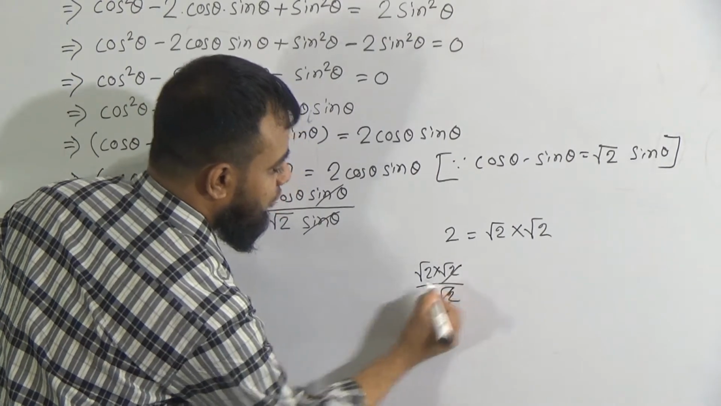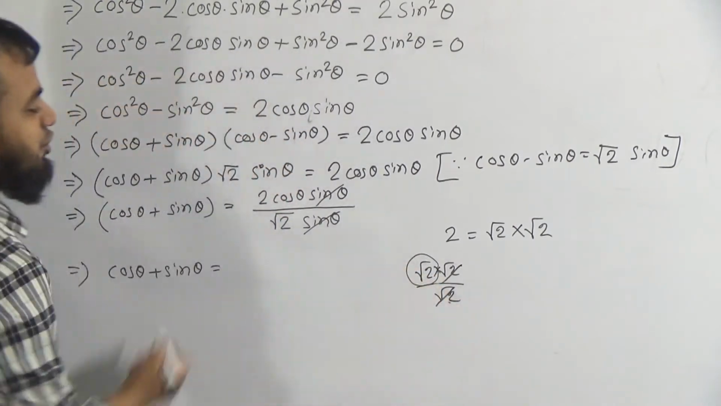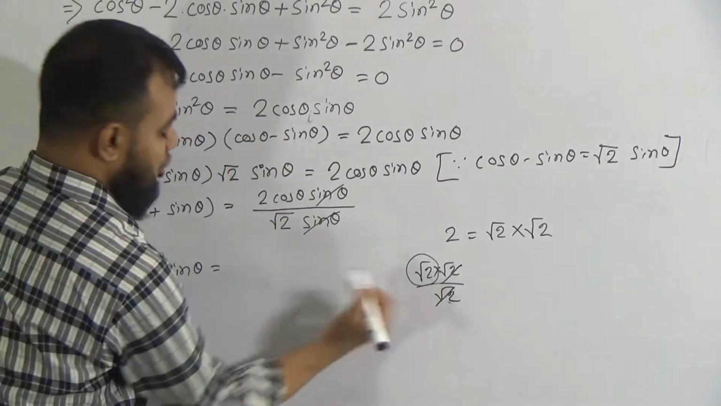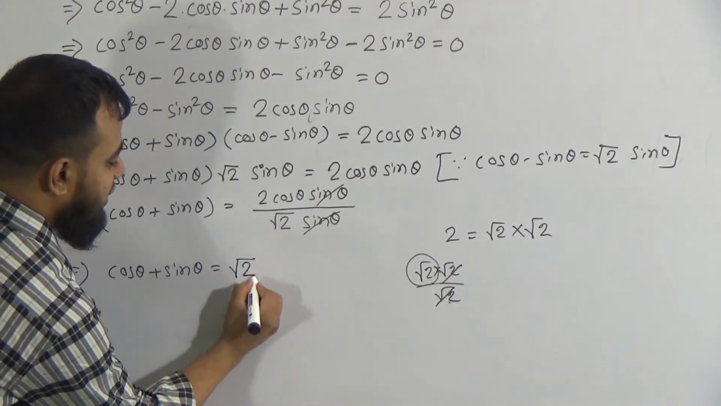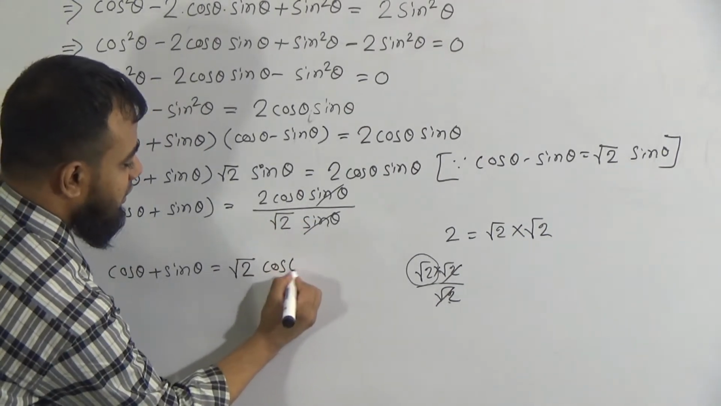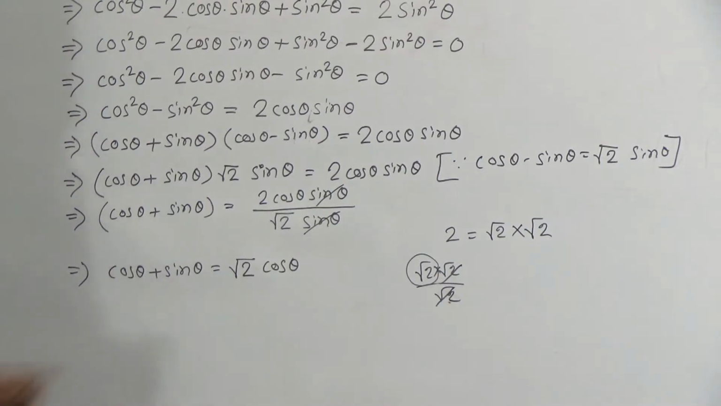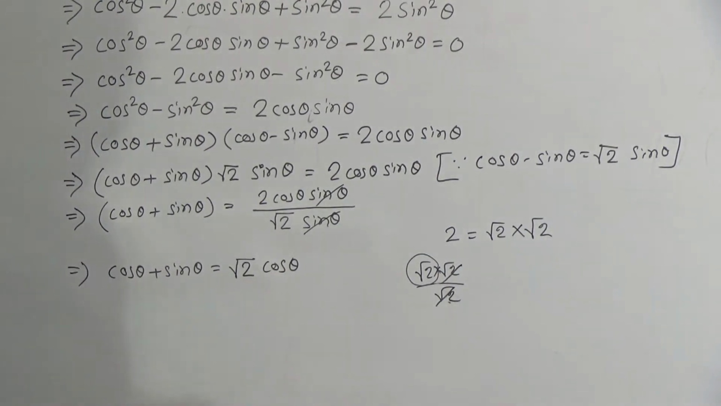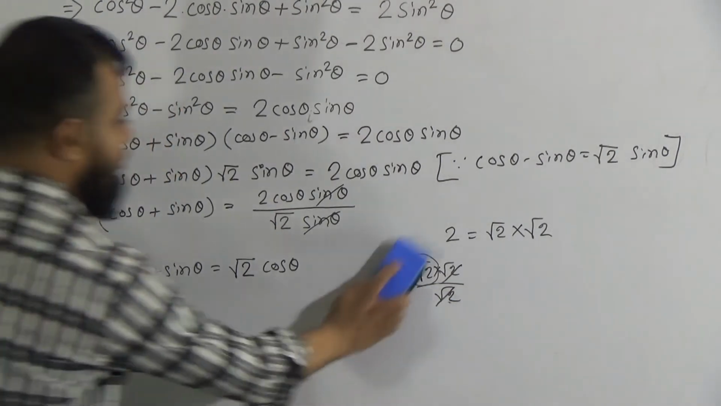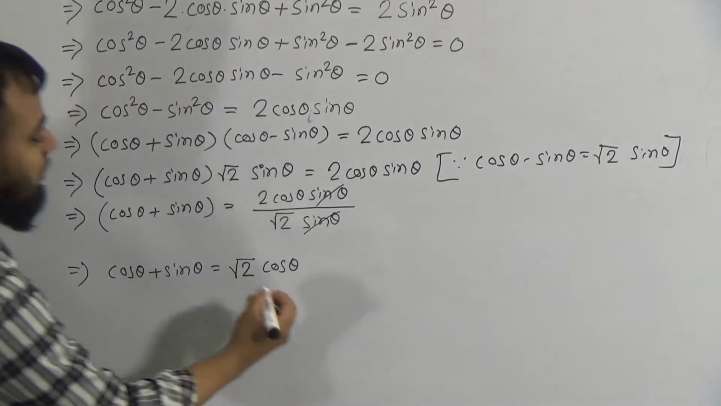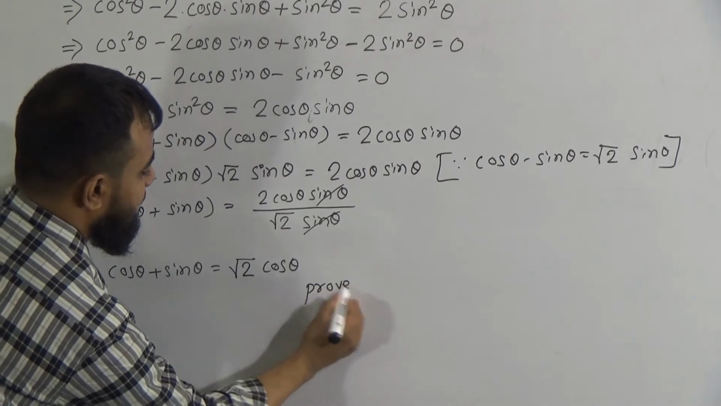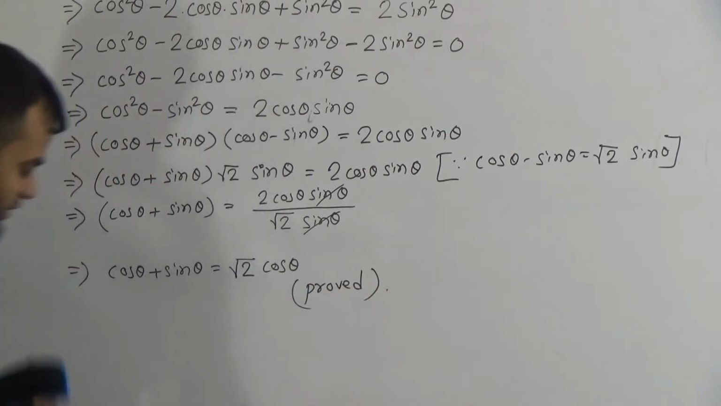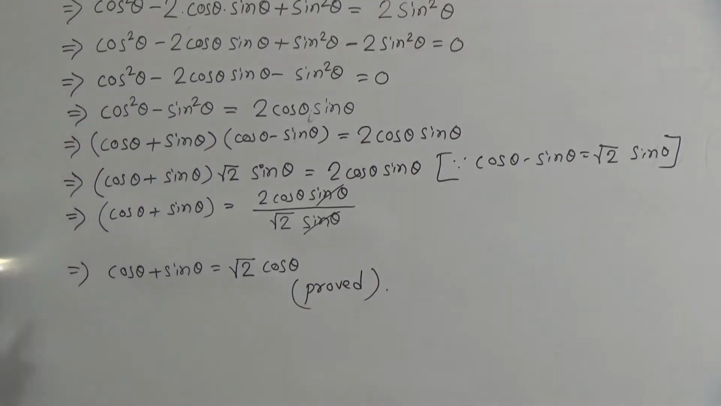Now we can cut it down, we will remain with 2. That means 2 divided by root 2 will be root 2. So root 2 remains here and cos theta remains here. This is our proof. Okay, cos theta plus sin theta equal to root 2 cos theta. This is the required proof. You can write down proved here. I hope you have understood how to get the solution.